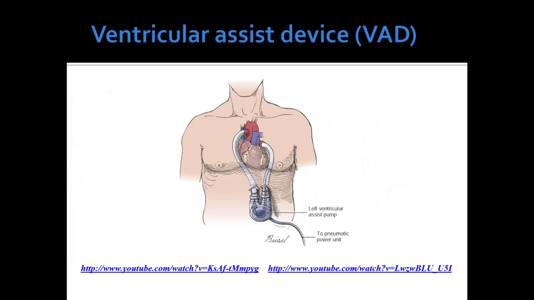A ventricular assist device is used for patients waiting for heart transplant. The VAD maintains perfusion through cannulas placed in the chambers of the heart and the great vessels according to the patient's needs.